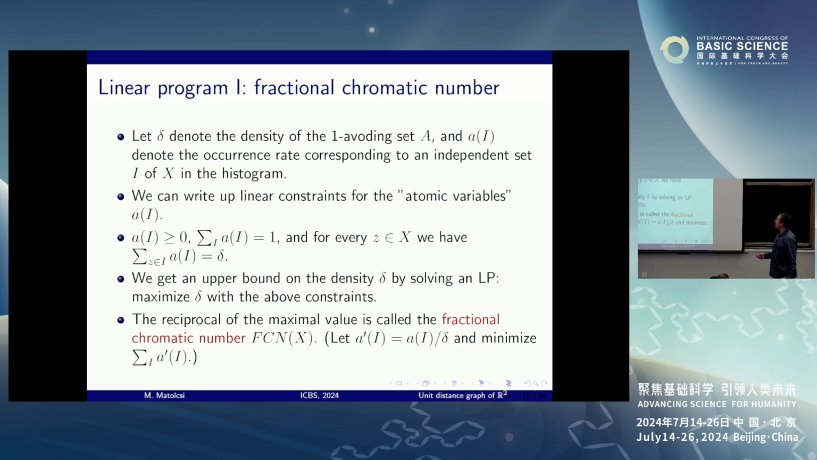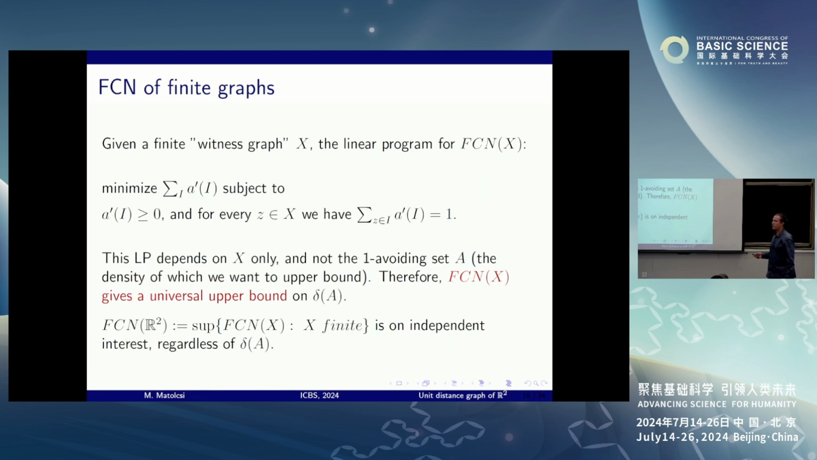And if you divide through everything by delta, so let's say a_I prime is a_I divided by delta, then this becomes 1, and this becomes 1 over delta, in which case you want to minimize the summation of all the atoms. You want to minimize 1 over delta in order to maximize delta. And this is exactly the fractional chromatic number. So I put on the next slide exactly what it is.